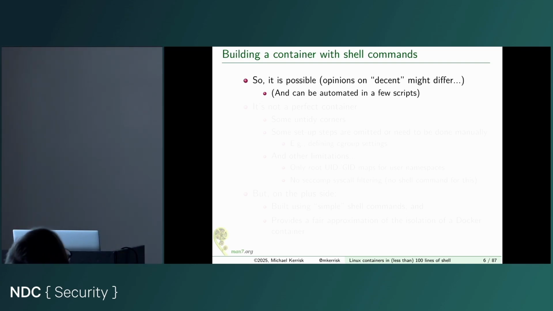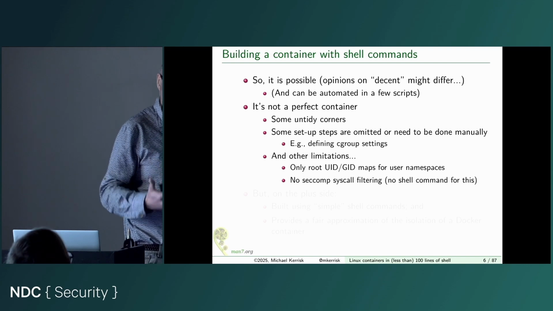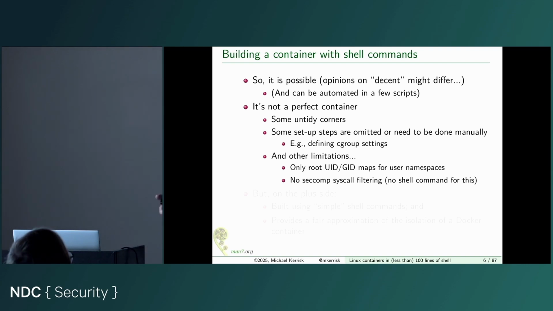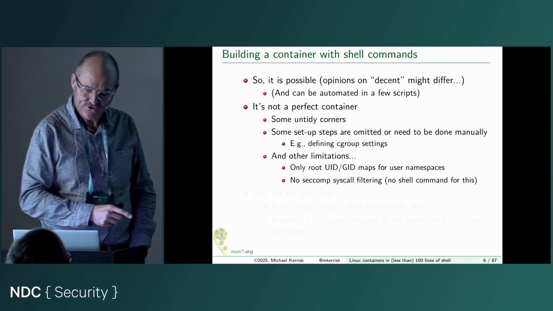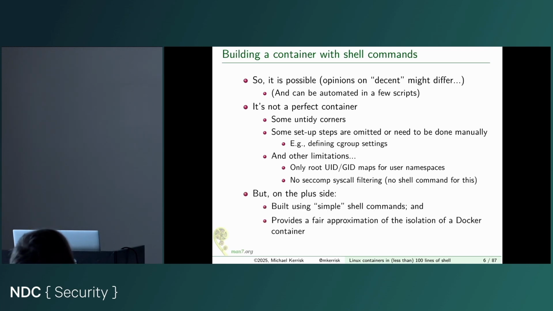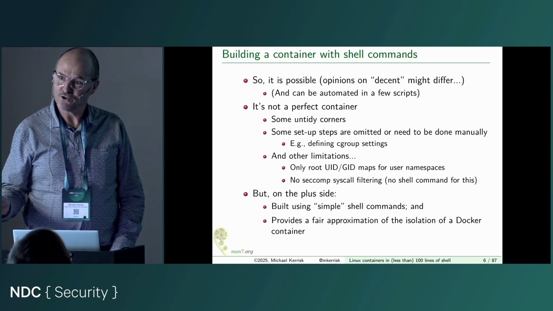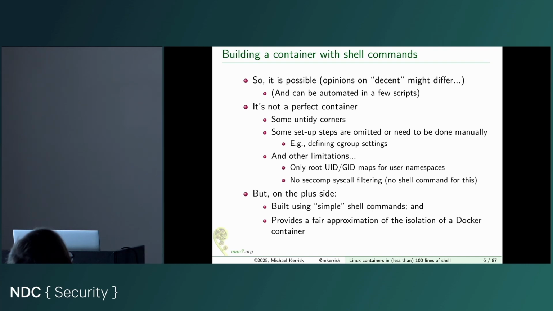Your definition of decent and my definition of decent might differ, but I think it's kind of decent. It's not perfect. There's some messy corners. There's some steps you have to do manually still. And there are one or two things you simply can't do, so I don't do them. For instance, I have no seccomp system call filtering because there is no shell command to set that up. But it is just standard shell commands that you'll find on any Linux distribution, and it gives a reasonable approximation of what kind of isolation you would have in, say, a Docker container.